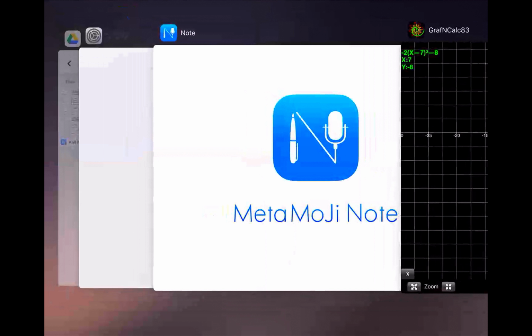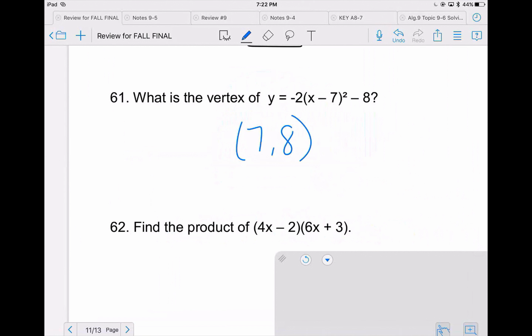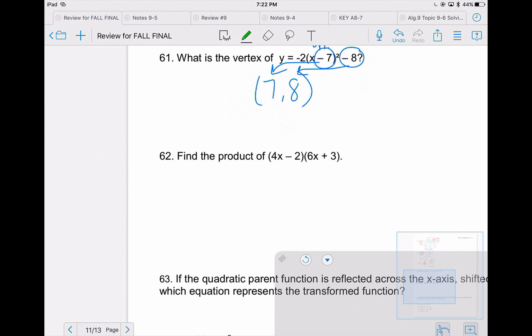Now again, if you've memorized the formula or plan to use the formula, your vertex is the opposite of this and the same of this. Again, you don't have to memorize that. You can use the calculator to help you remember that.